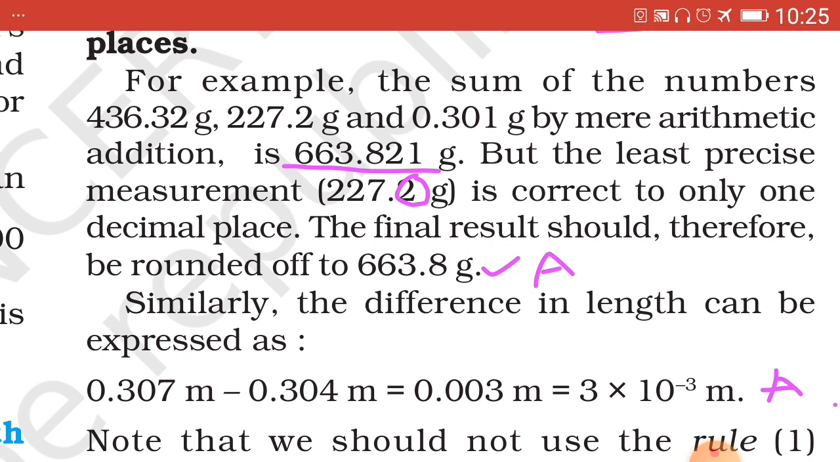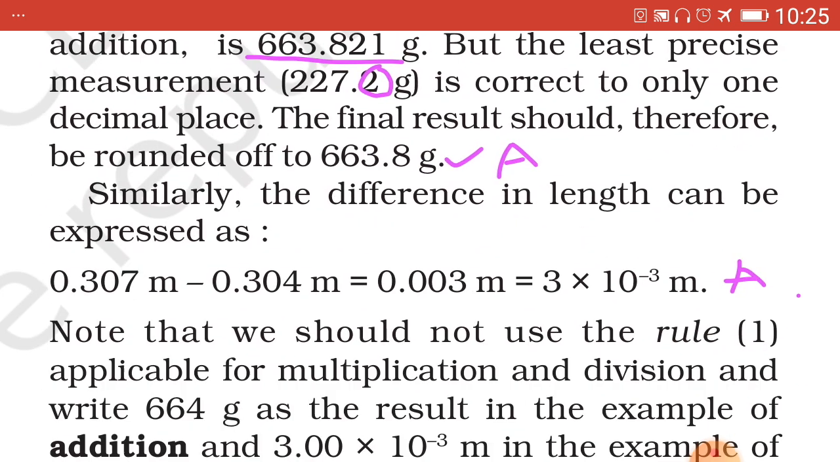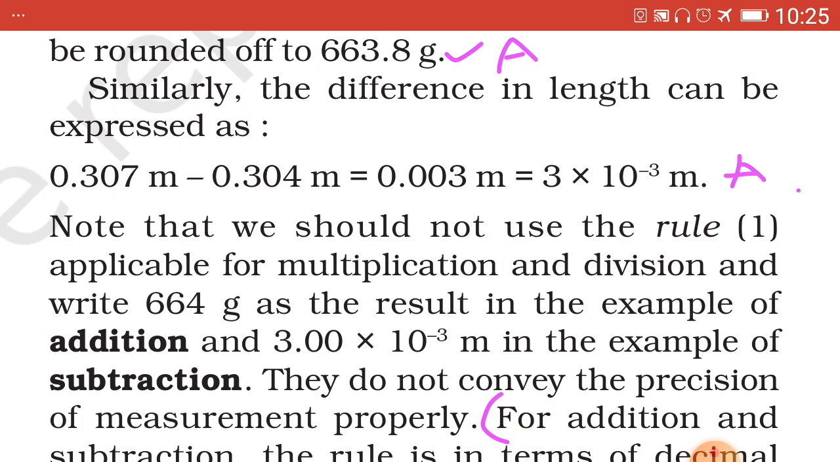Similarly, for difference in length, an example is given: 0.307 meter minus 0.304 meter, which is equal to 0.003 meter, equal to 3 into 10 raised to minus 3 meter. Here also 3 significant figures are there. Totally how many significant figures? 3. 3 into 10 raised to minus 3 meter, which is the scientific notation. 10 raised to power is not considered. It is irrelevant for counting significant figures, and 3 is the significant figure. So totally 3 significant figures.